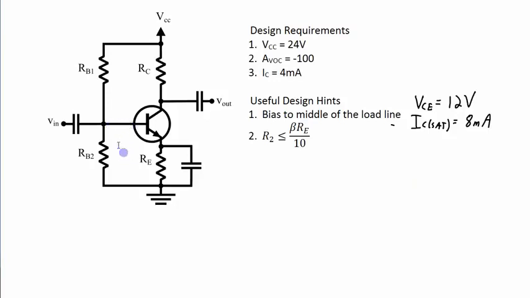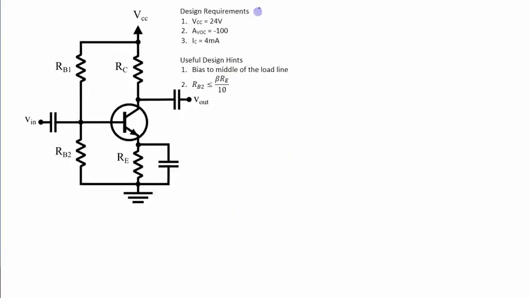Also, to allow me to make the approximation that no current is flowing into the base, I need to make sure that the resistance seen looking into the base is much bigger than this RB2 value. So in order for that to be true, RB2 needs to be less than or equal to beta times RE, which is the resistance looking into this base, divided by 10. So with this set of design requirements and these hints, let's go through the process of figuring out what resistor values I need.